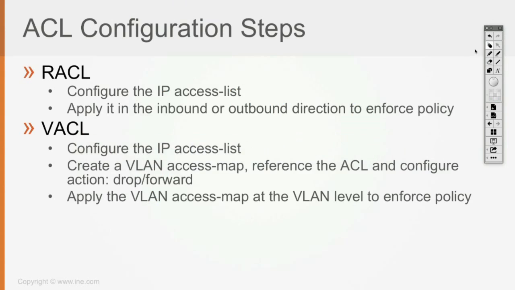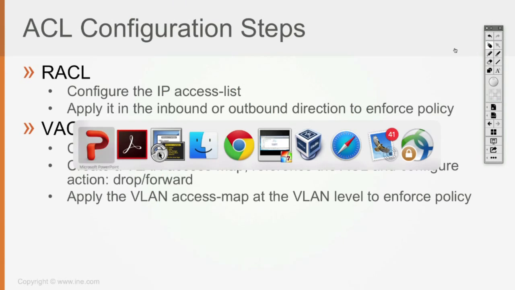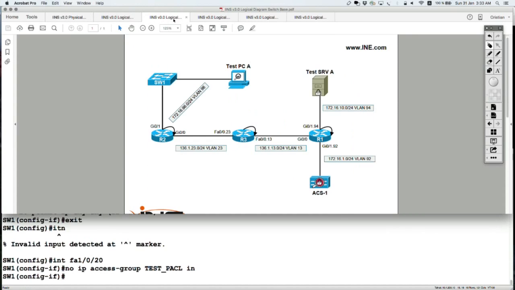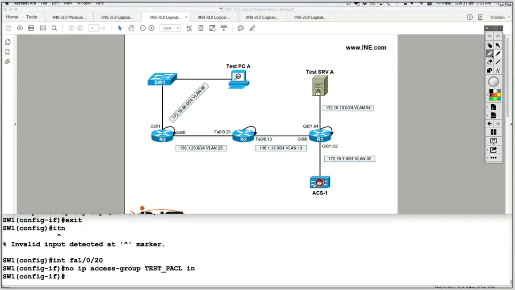So I'm going to do the same configuration, but this time at the VLAN level, which means, looking back at the diagram, I'm going to deny traffic from the loopback 0 of router 2 to the loopback 0 of router 1. But this filtering is going to be done at the switch level, switch 1, at the VLAN level of VLAN 23.